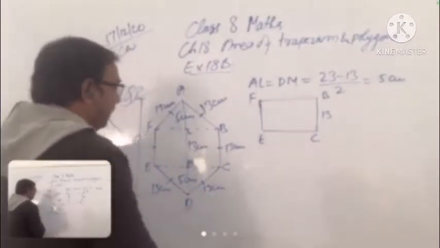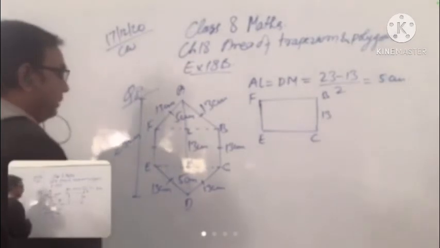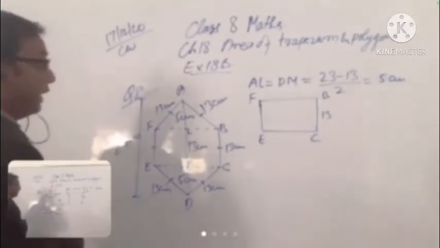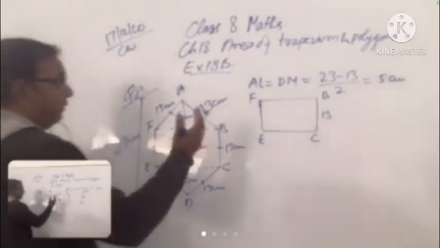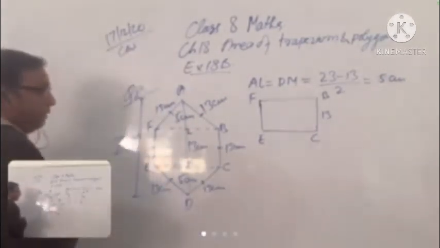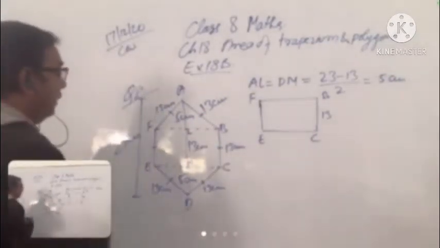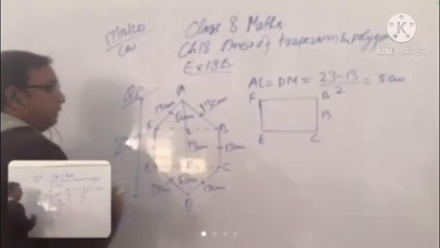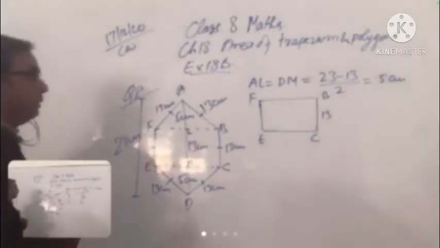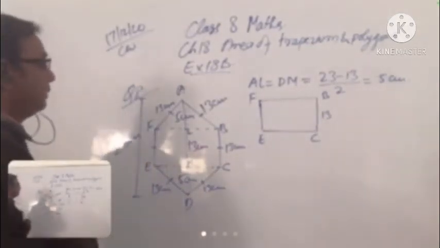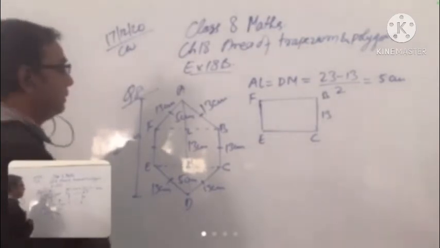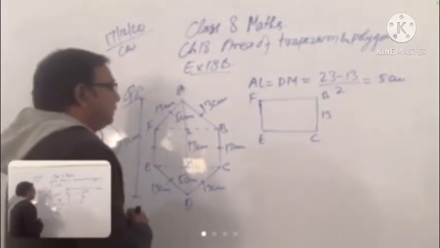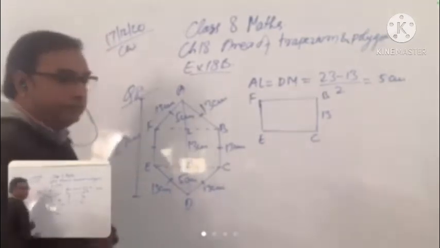Does anyone have any idea? This is the last question of this chapter. How do we find the length of FB and EC? Without this, we are not able to find out the area of the center portion. Anyone has any idea?